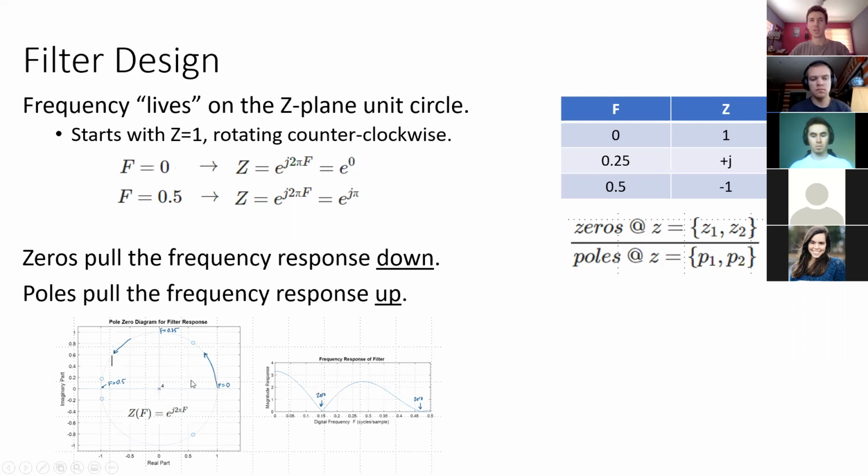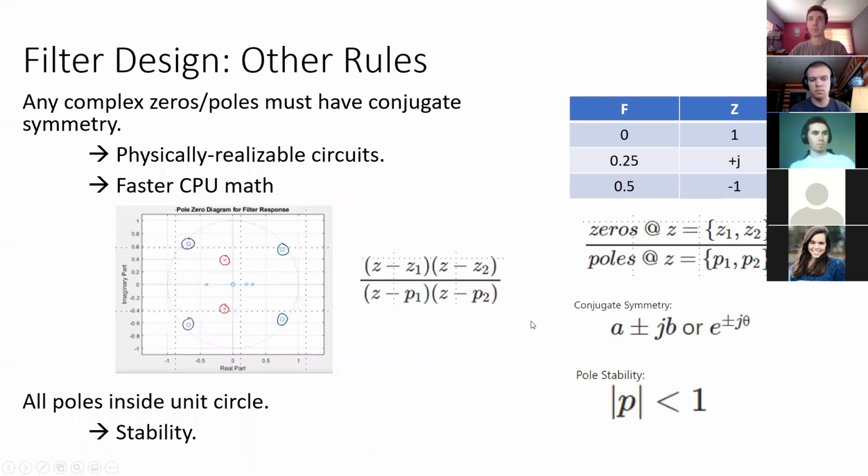That'll also have some implications with regards to where the poles can go, because you can go to 0, but poles technically, if you're right on top of a pole, they're like infinite gain. So there are some limitations because of that. So other rules: complex zeros and poles have to have conjugate symmetry.